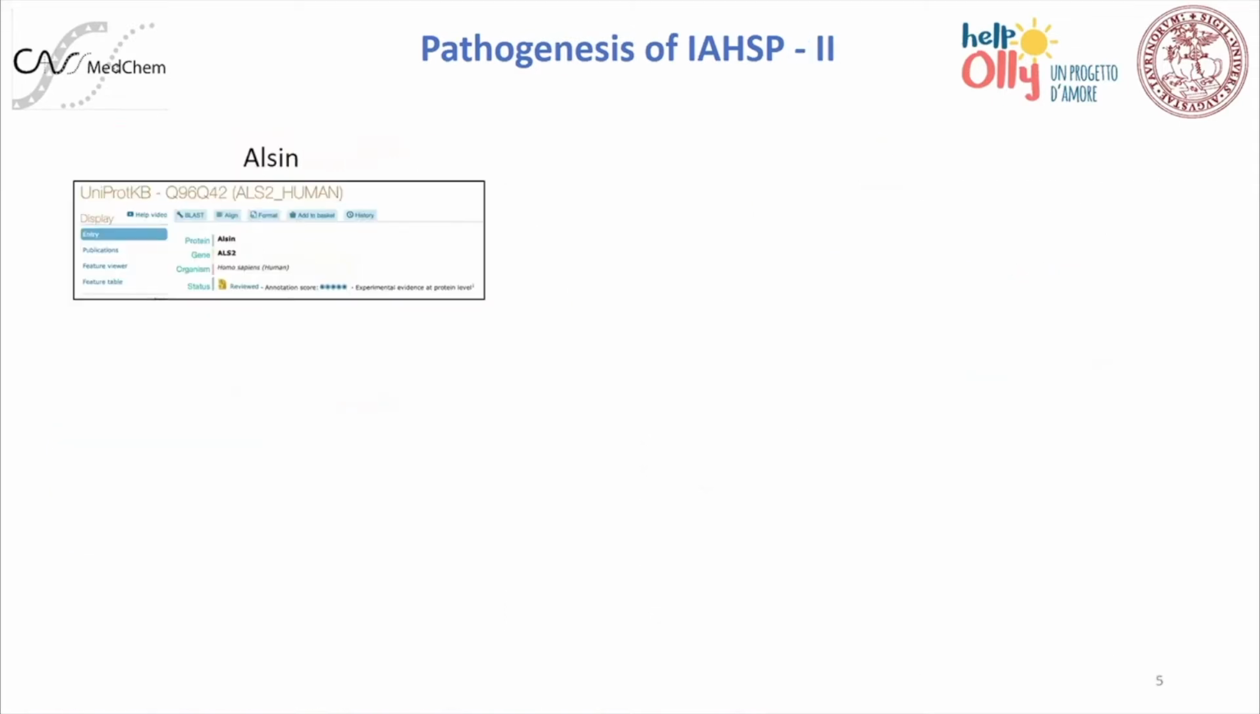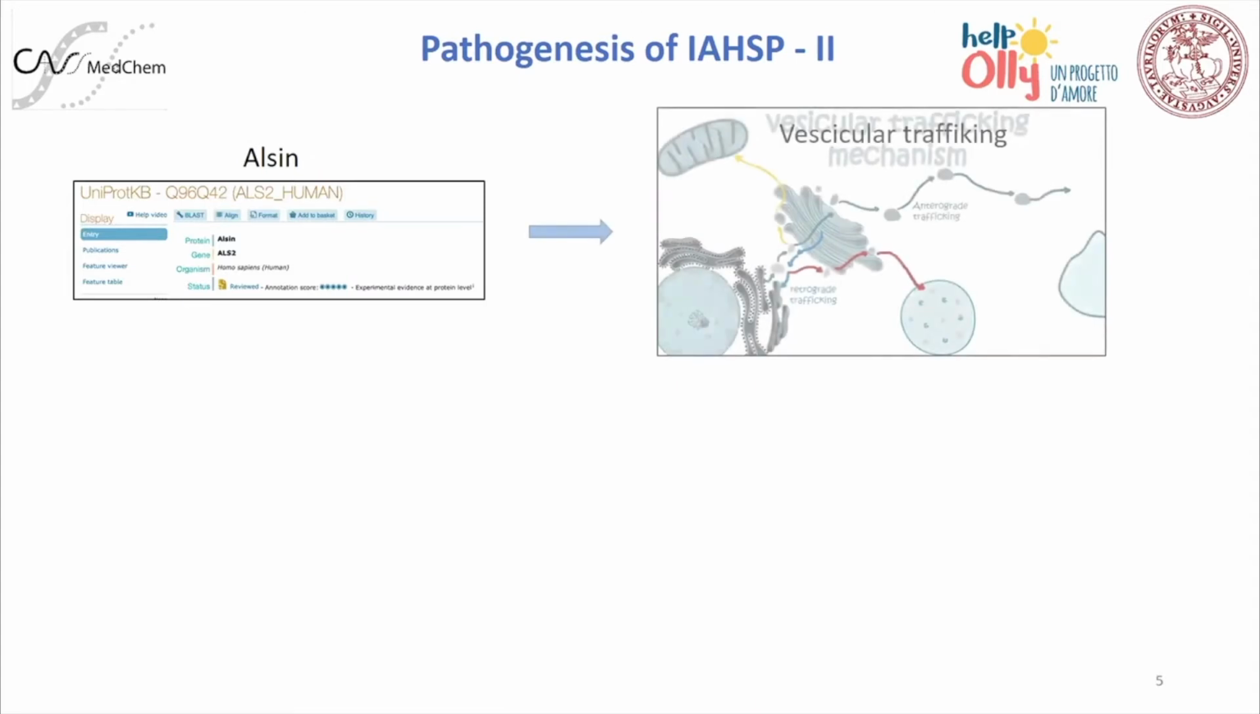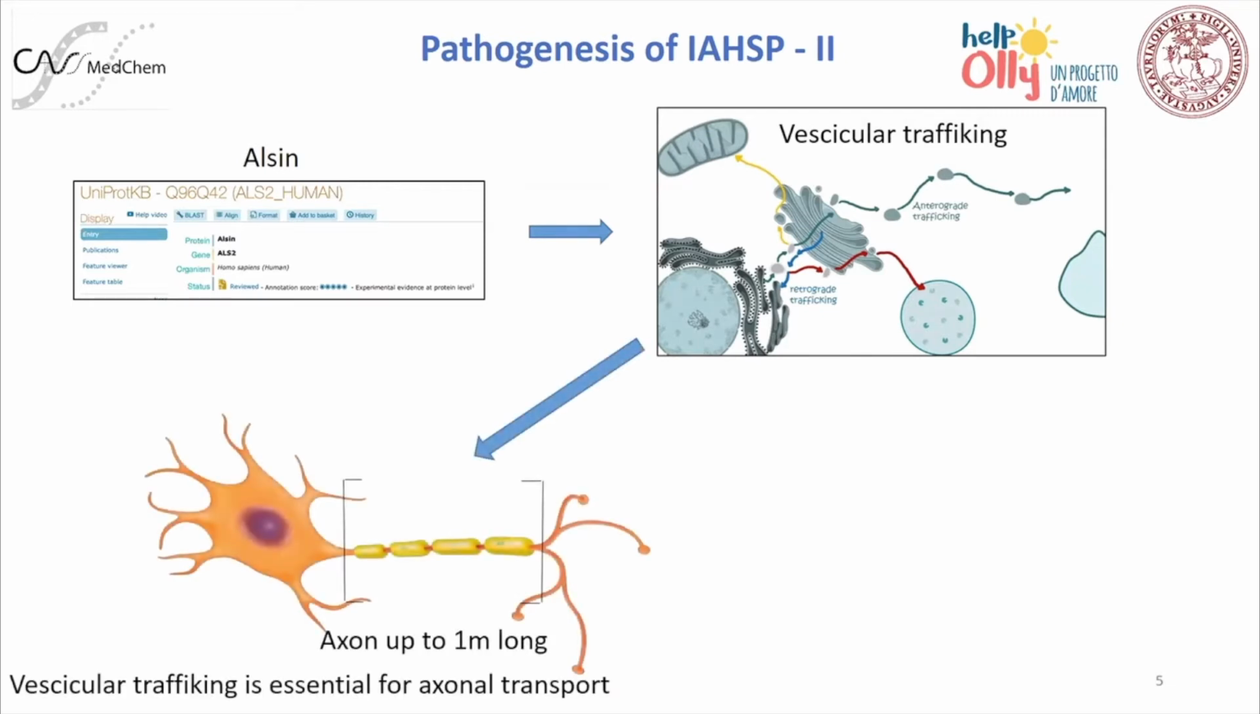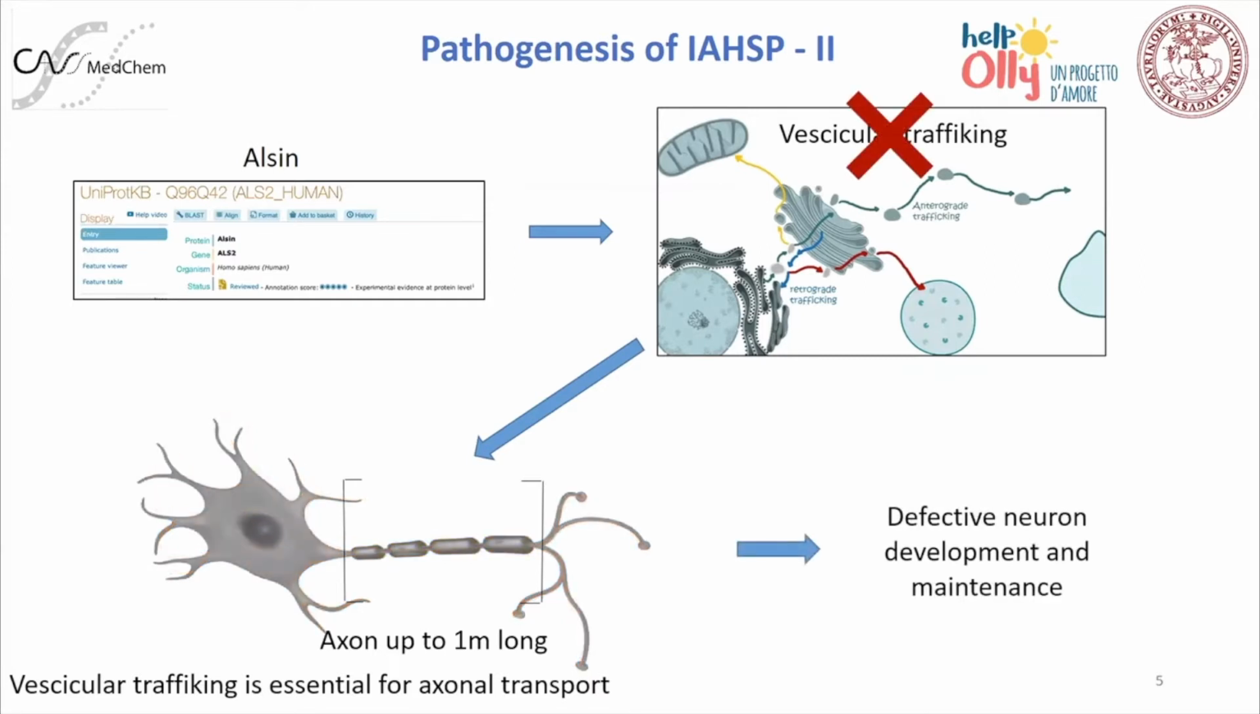pathology. Alsin itself is described to be involved in the vesicular trafficking within the cell, which is a function that is really, really important for the maintenance of dimensionally important cells, such as motor neurons indeed. And indeed, when the vesicular trafficking is impaired, there is a defect in neuron development and maintenance.